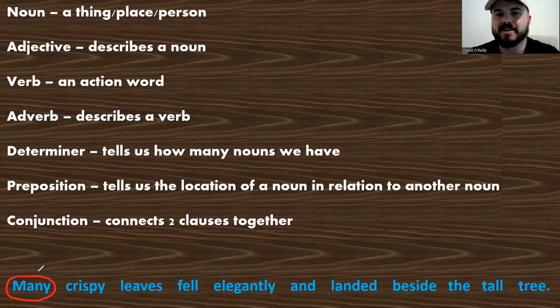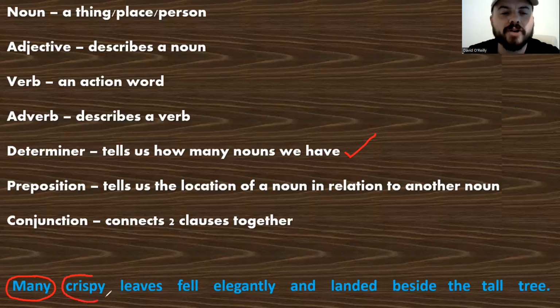Okay, the answer is a determiner. It's a determiner. Many crispy leaves. It's telling us how many. Okay, it's not telling us how many exactly, but it's giving us a good idea, isn't it? It doesn't say 1 or 2 or 3 crispy leaves, but it says many, so we can have this image in our head of lots of. Lots of is another determiner. Okay. All right. Then we have crispy.